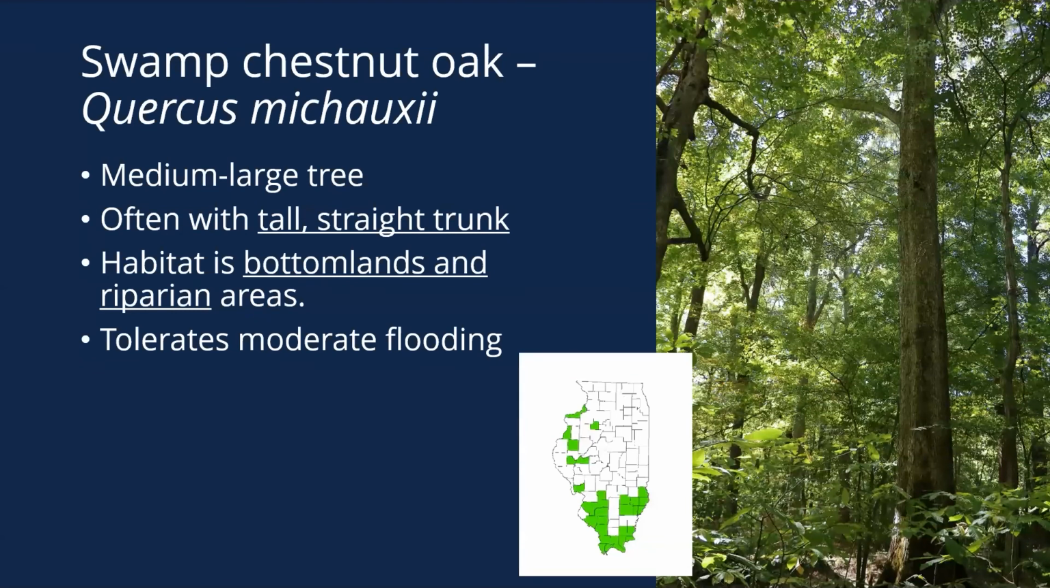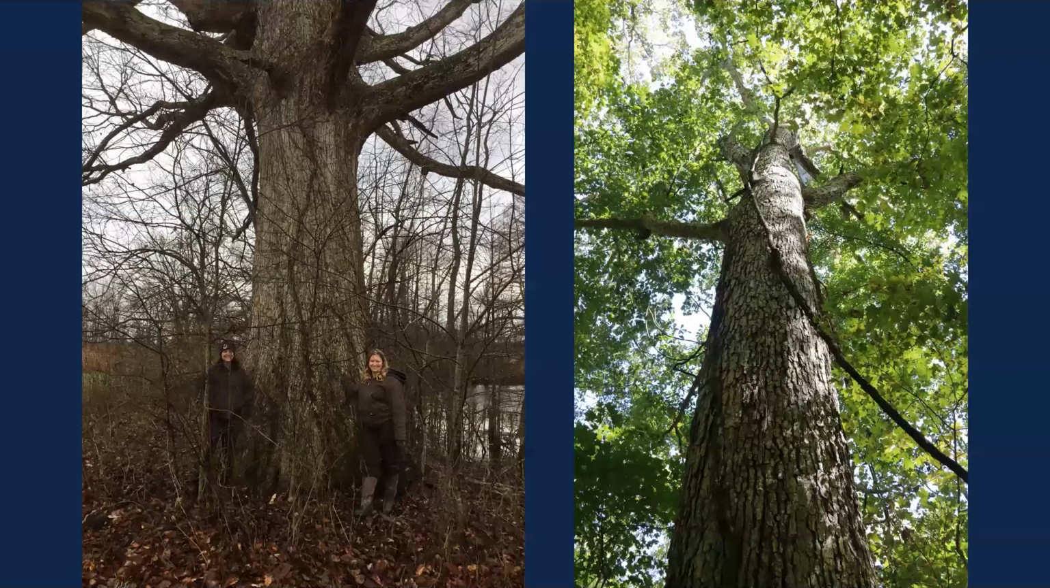Swamp chestnut oak is the last of our white oaks that we're covering. And it is a much bigger tree, medium to even a large size tree. This can be mistaken in that transition zone quite a bit with chinkapin oak because the leaves look quite a bit the same. But this is actually a really valuable timber tree as well. It's often tall, with a straight trunk. It loves bottomlands and riparian areas and tolerates moderate flooding, but can be a big, impressive tree. So a couple looks at it. The one on the left happens to be the state champion swamp chestnut oak, and it's open grown and really spreading. The one on the right is more of a forest grown tree that's tall and towering.